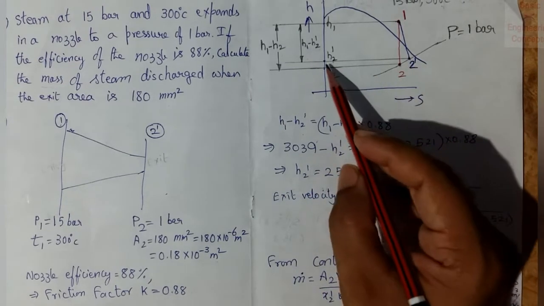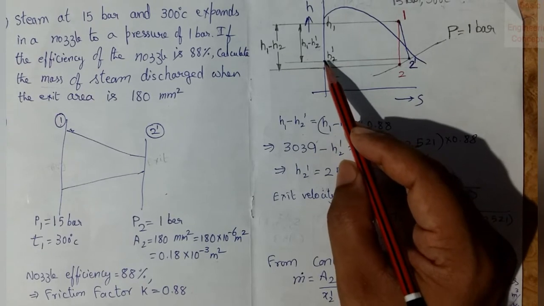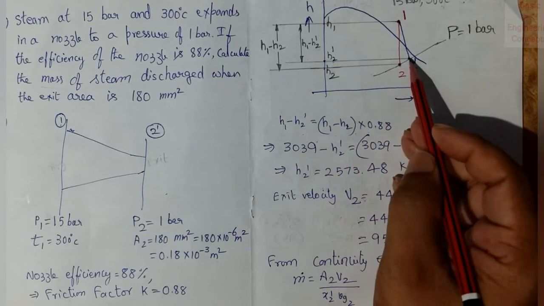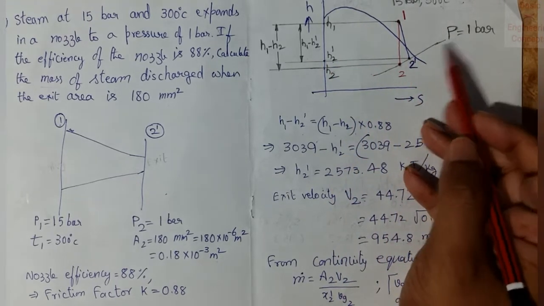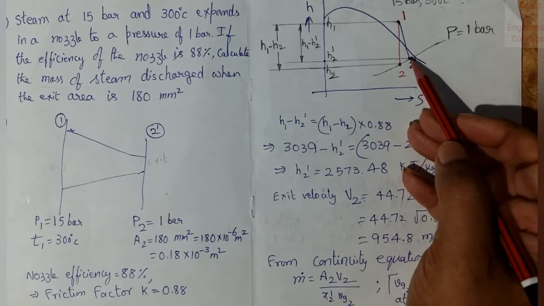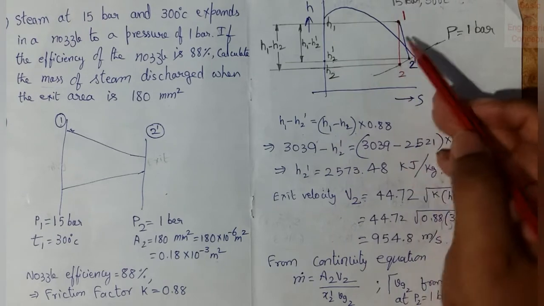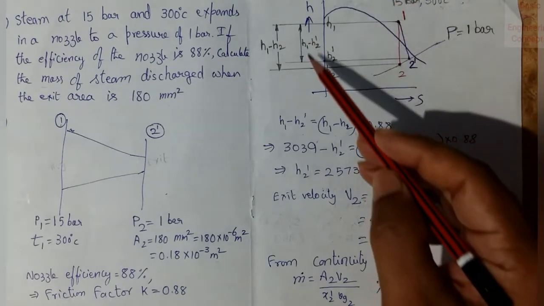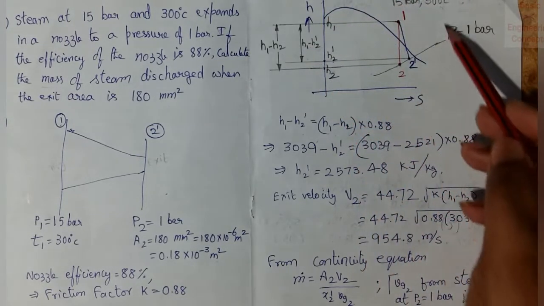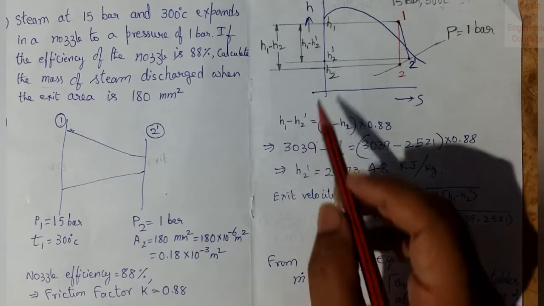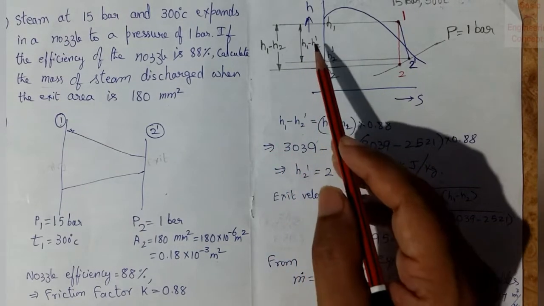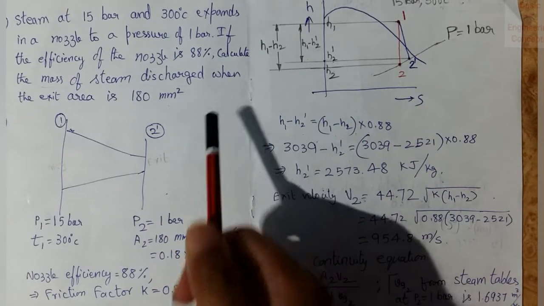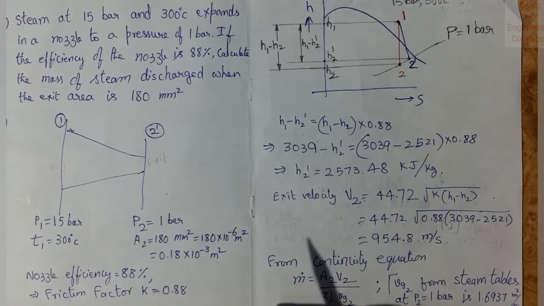After getting the value of h2 dash, put the point here and draw a horizontal line so that it meets the line P equal to 1 bar at the 2 dash point. In this way we will obtain h1, h2, h2 dash, and points 1, 2 and 2 dash. We have to draw all these values on the Mollier diagram. The Mollier diagram is a graph between enthalpy and entropy. So we want to solve this using the Mollier diagram. That is the first method.